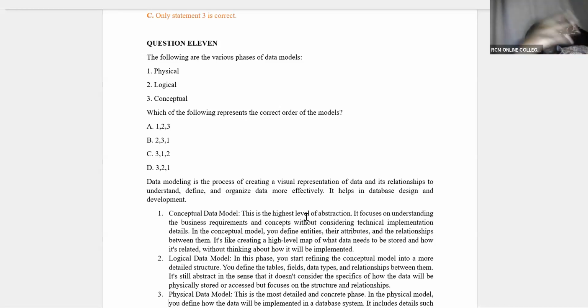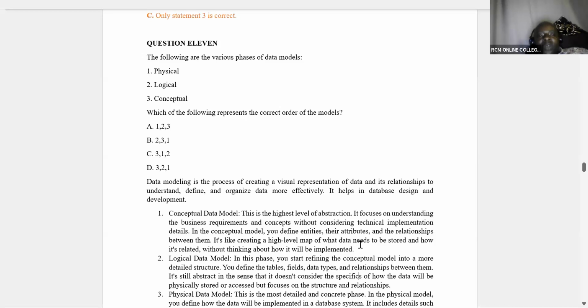When you talk of literature review, you're giving us what we call an abstract. The conceptual model focuses on understanding the business requirements and the concepts without considering technical implementation details. In the conceptual model, you define entities, their attributes, and the relationships between them. It's like creating a high-level map of what data needs to be stored and how it is related, without thinking about how it will be implemented.